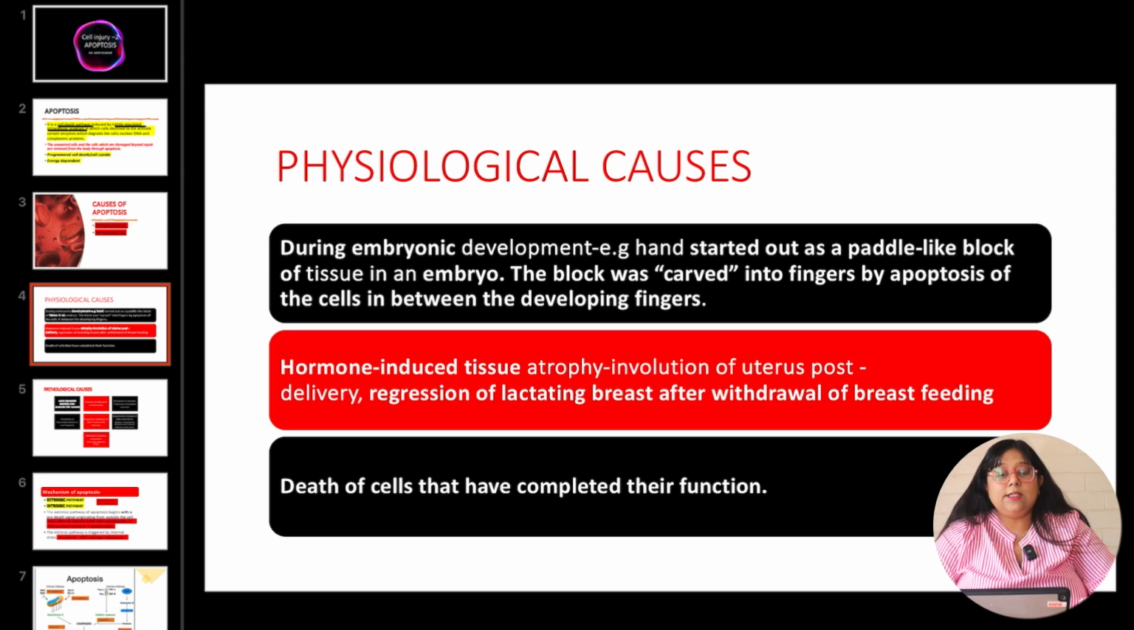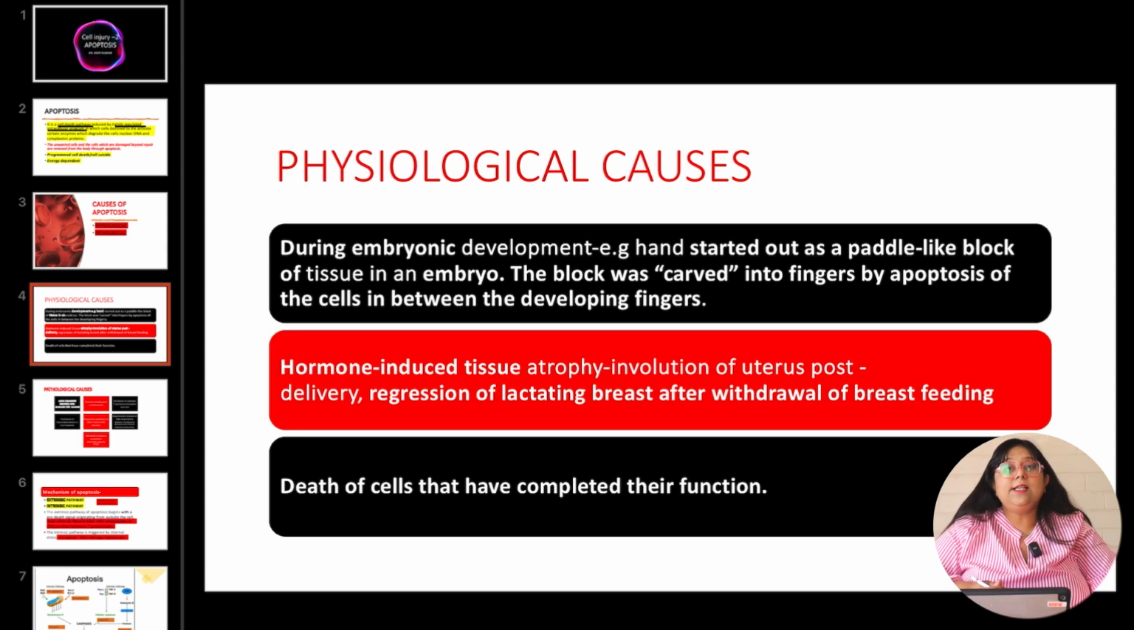Another physiological cause of apoptosis is seen when cells which have completed their function die. For example, RBC. You all know the lifespan of RBC is 120 days. After the completion of those 120 days, the RBC dies because of apoptosis. So here are a few physiological causes of apoptosis.